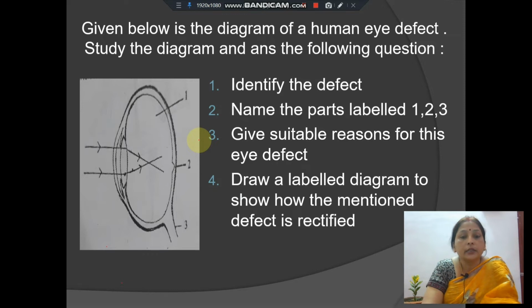Name the parts labeled 1, 2 and 3. One... second, let me show you with the help of this.